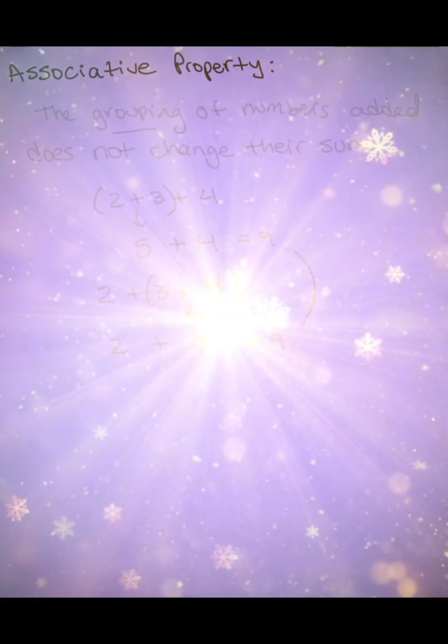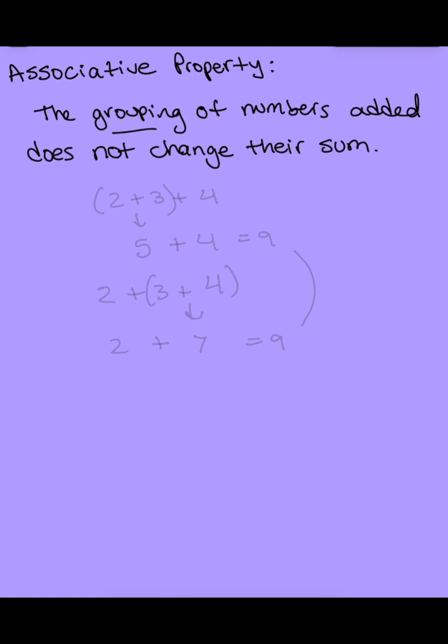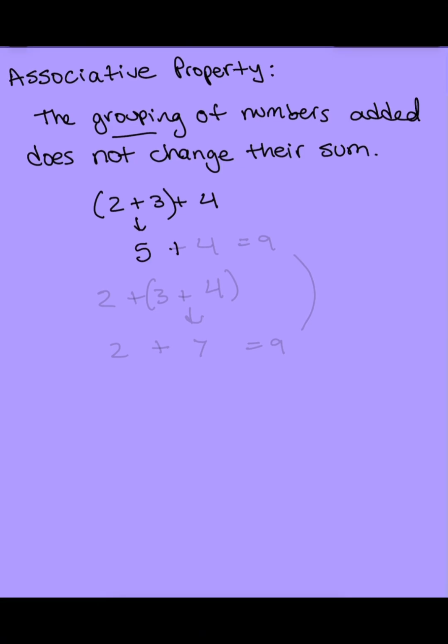The next addition property is the associative property. The associative property states that the grouping of numbers added does not change their sum. So if you did 2 plus 3 plus 4 and you grouped the 2 plus 3, so you did that first. Remember, order of operations says you do what's in parentheses first. So this would be 5 plus 4 equals 9.